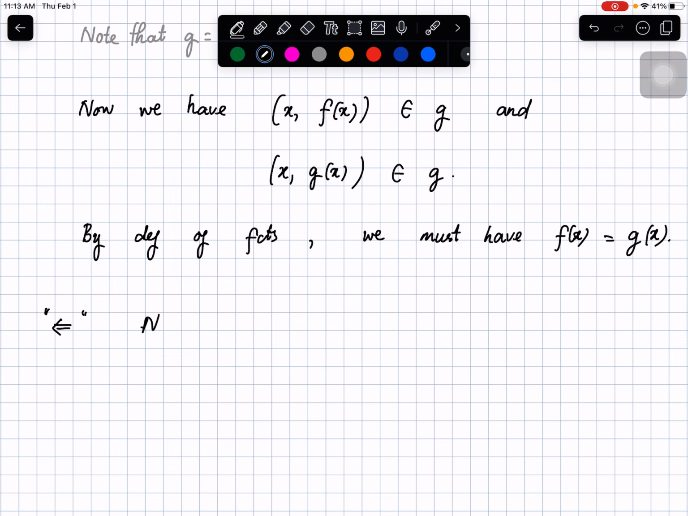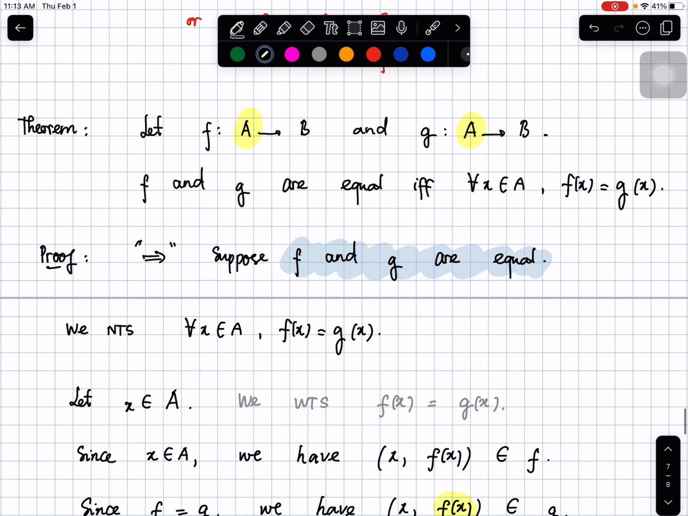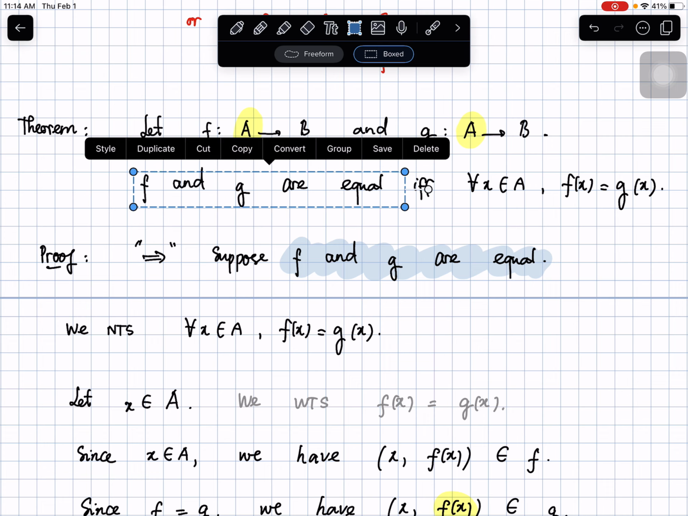Now suppose that for all x in A, f of x equals g of x. We want to show this part. So suppose we have for all x in A, f of x equals g of x. We need to show that f and g are equal.